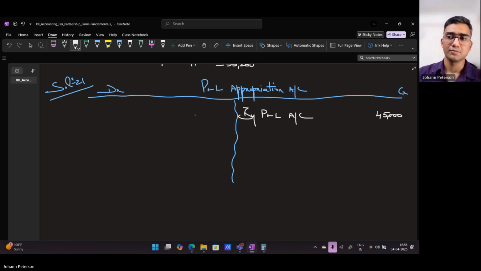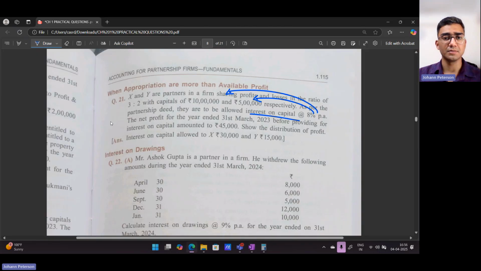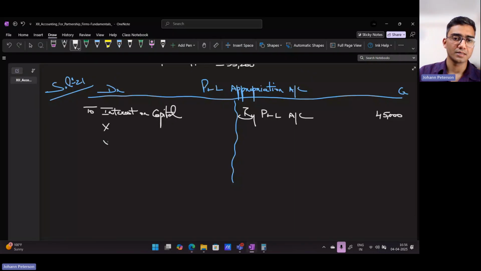Okay. So we are trying to say that we are going to show interest on the capital and we are going to give, I suppose, the names of A and B, no, X and Y. So X and Y, we calculated and we saw this is coming out as 80 and 40, which is coming out to be a total of 1,20,000.